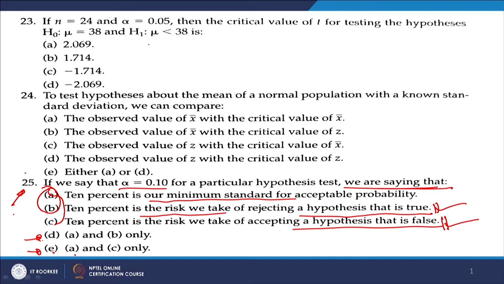If you look at this question carefully, alpha is nothing but the type 1 error, the probability of rejecting a hypothesis when it is true, right. So, this B part is true. And when we say B part is true, then if we take D as correct, B is there in D. So, B is true, and 10% is our minimum standard for acceptable probability, so A is also true. So, the right answer is D for this particular question. There is no other answer except D, right.